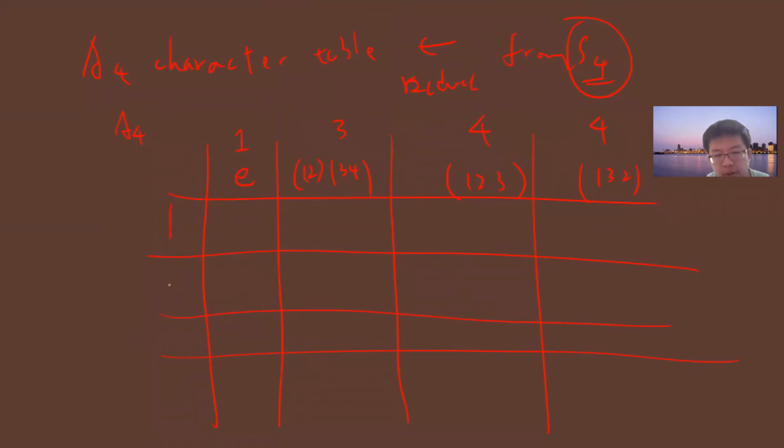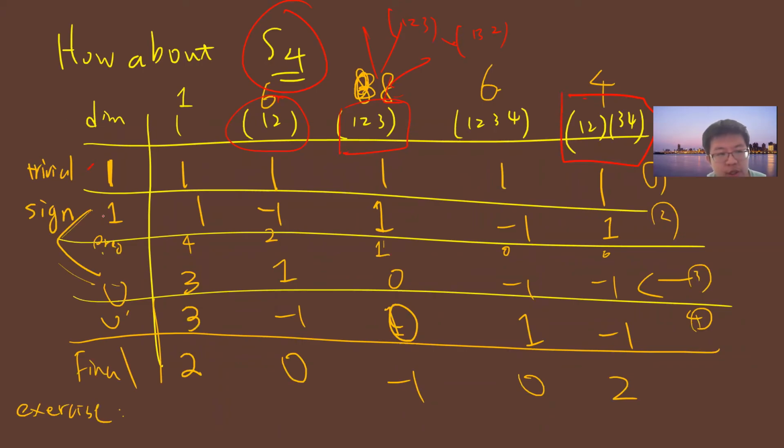Now for the dimensions, the first one is 1, which is 1, 1, 1, 1. You see, in this case, the trivial and the sign representation reduce to the same once you reduce S4 to A4, so -1 becomes 1, because in the sign there's no odd permutation. Okay, but how about these three reduce?